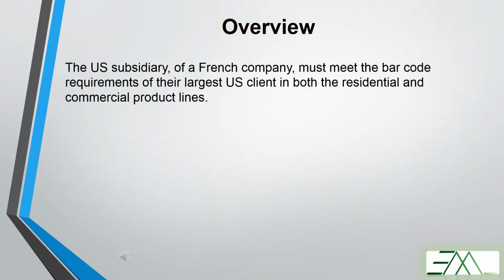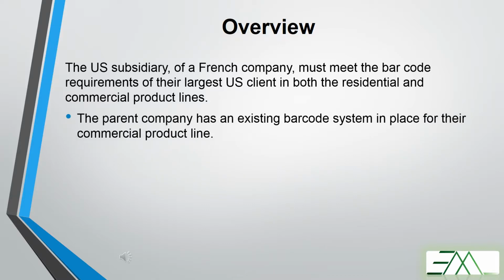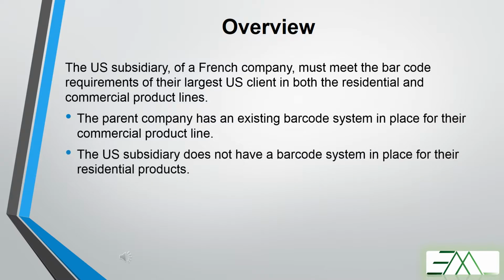The U.S. subsidiary of a French company must meet the barcode requirements of their largest U.S. client in both their residential and commercial product lines. Now, the parent company has an existing barcode system in place for the commercial product line. This will prove to be a huge advantage, as we will demonstrate later on. Now, the U.S. subsidiary does not have a barcode system in place for their residential products.